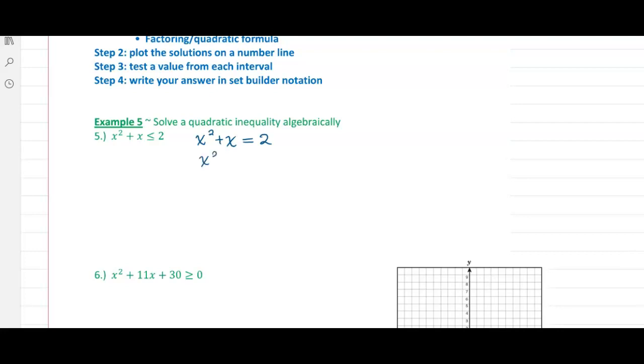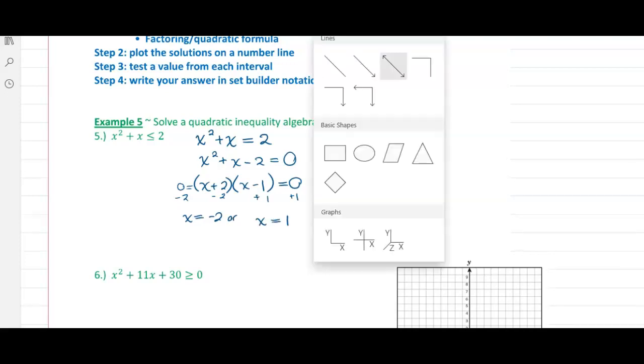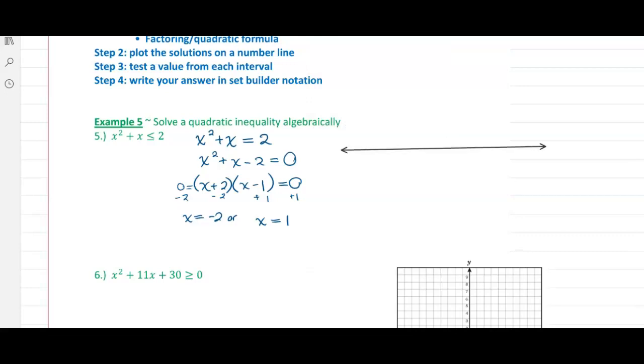First thing, I have to get all of my terms on the left. Then I look at this and say, well, can I factor it? Are there two numbers that multiply to -2 and combine to 1? And the answer is yes, 2 and -1. So when I solve each of these by setting each piece equal to 0, I get x equals -2 or x equals 1. So on my number line, grab my number line over here.